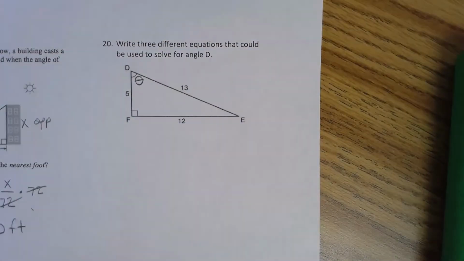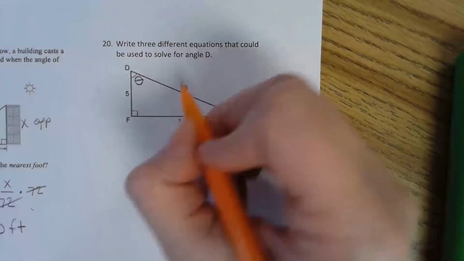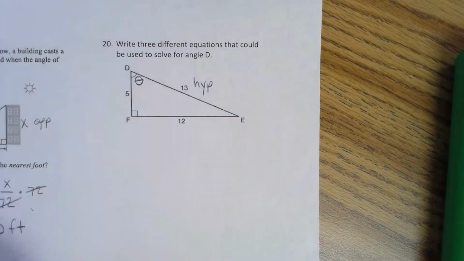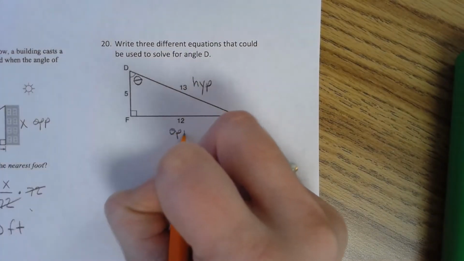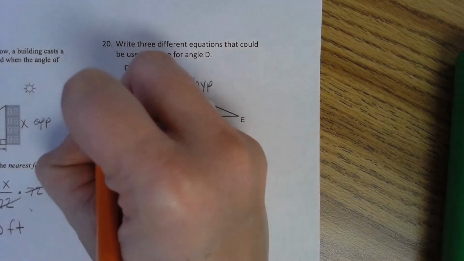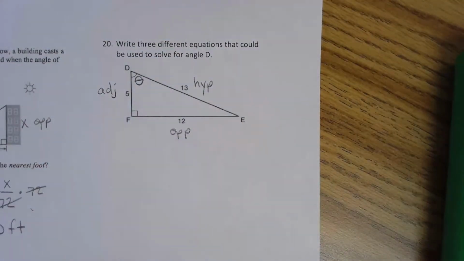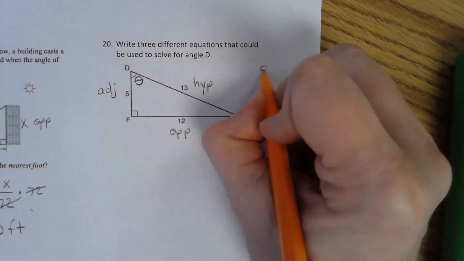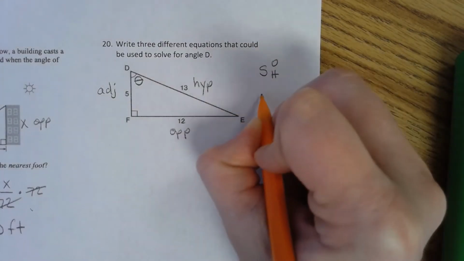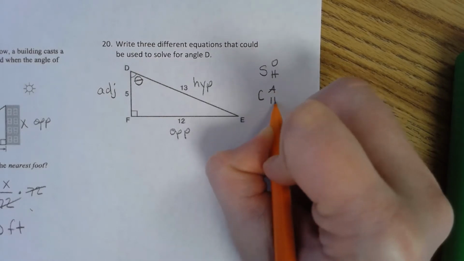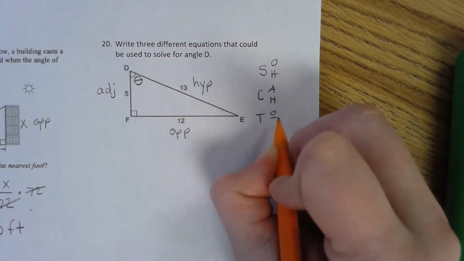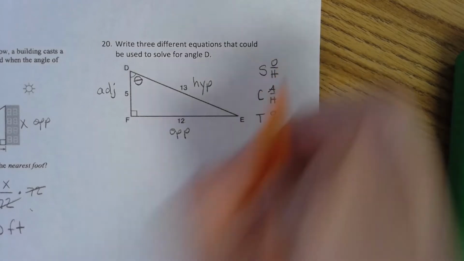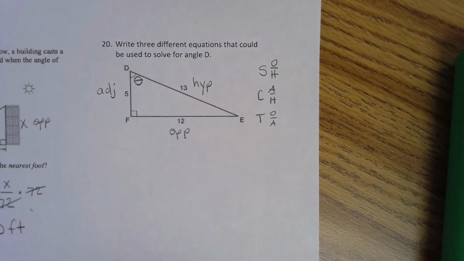D is our theta angle. The 13 is the hypotenuse. The opposite side is the 12. And then the adjacent side, the 5. So it's still sine, cosine, and tangent for our ratios, but we can set them up this time as inverse so that we could actually solve for the angle.